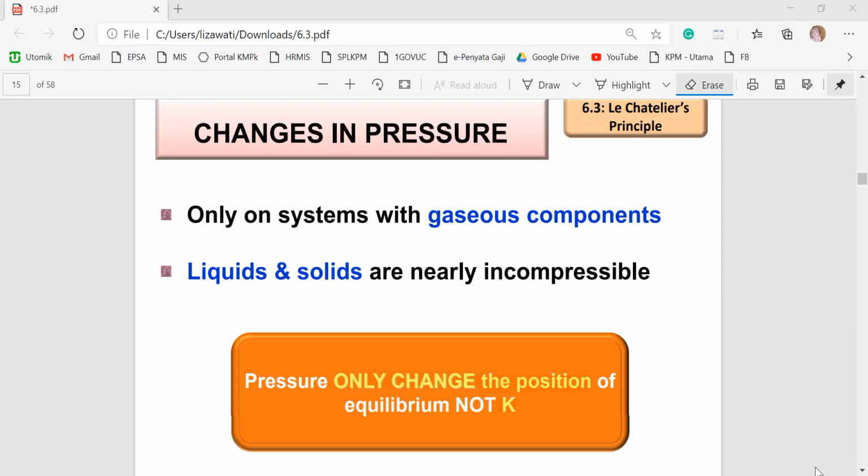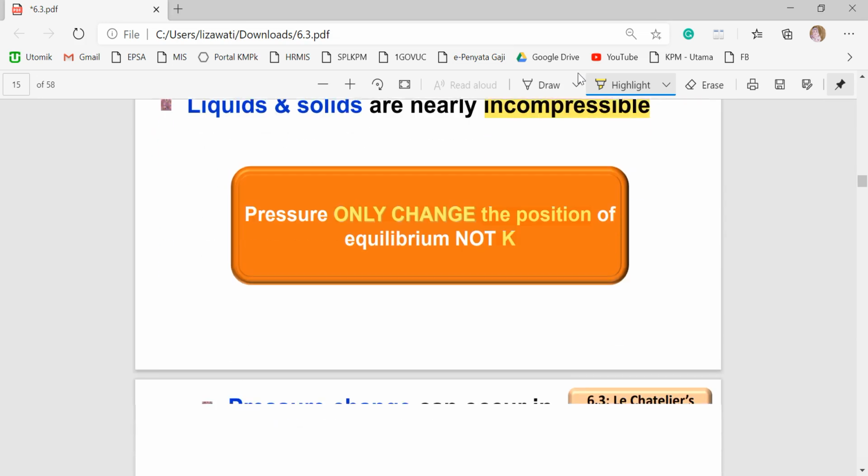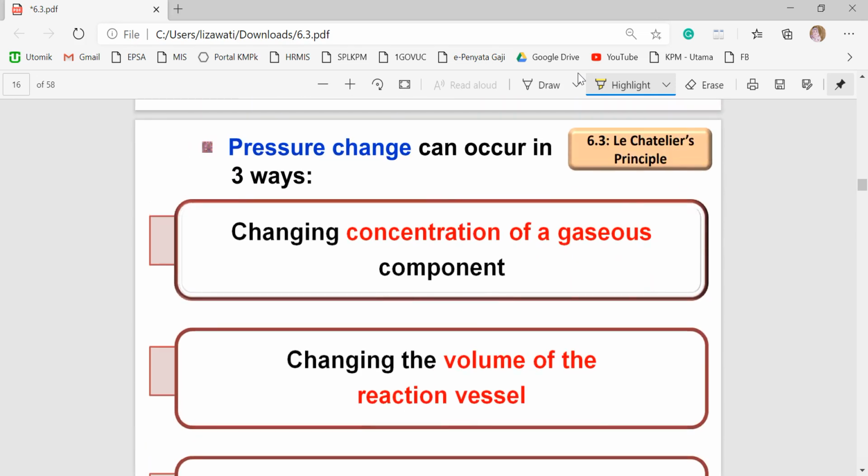Okay, the second factor is changes in pressure. The pressure only matters for a system with gaseous components, since liquids and solids are incompressible and cannot be compressed. Pressure only changes the position of the equilibrium, but not the value of K. There are three ways to change the pressure.